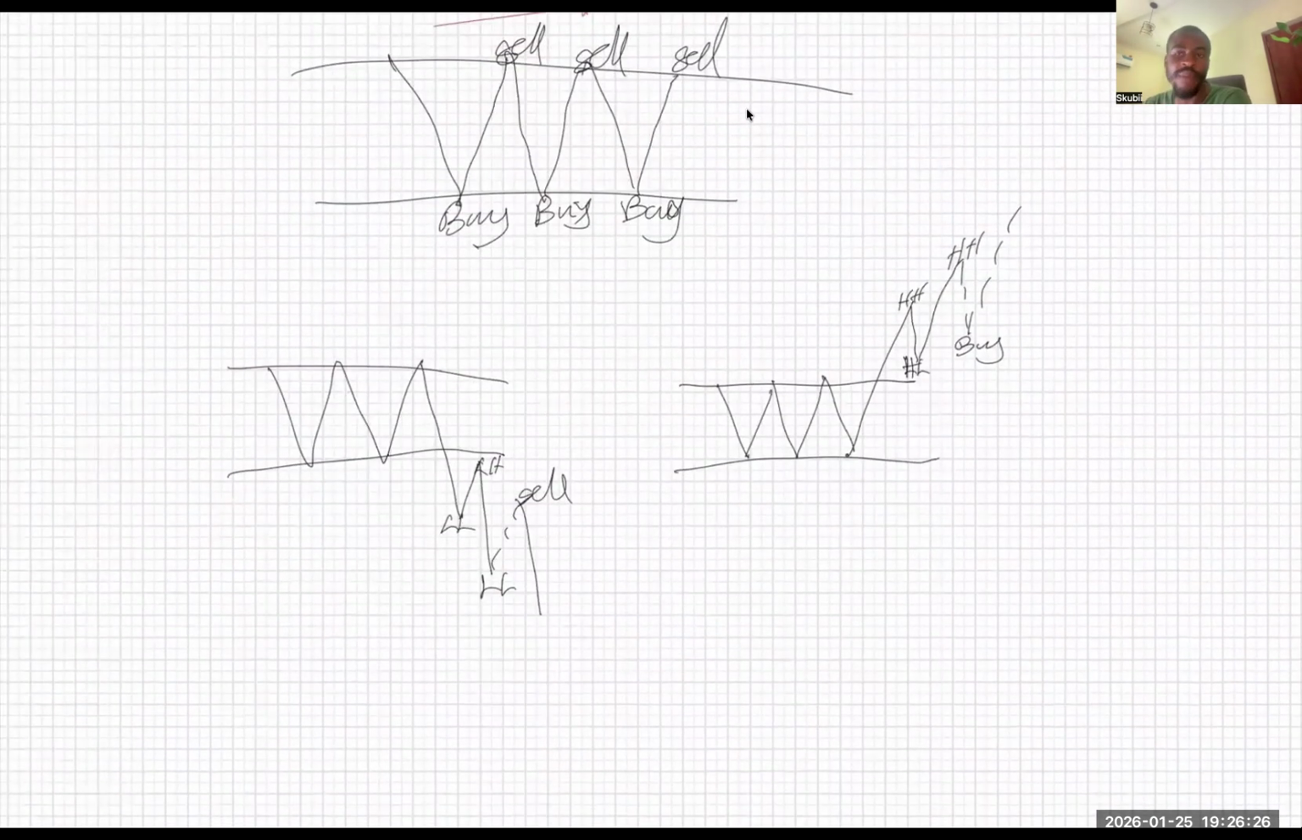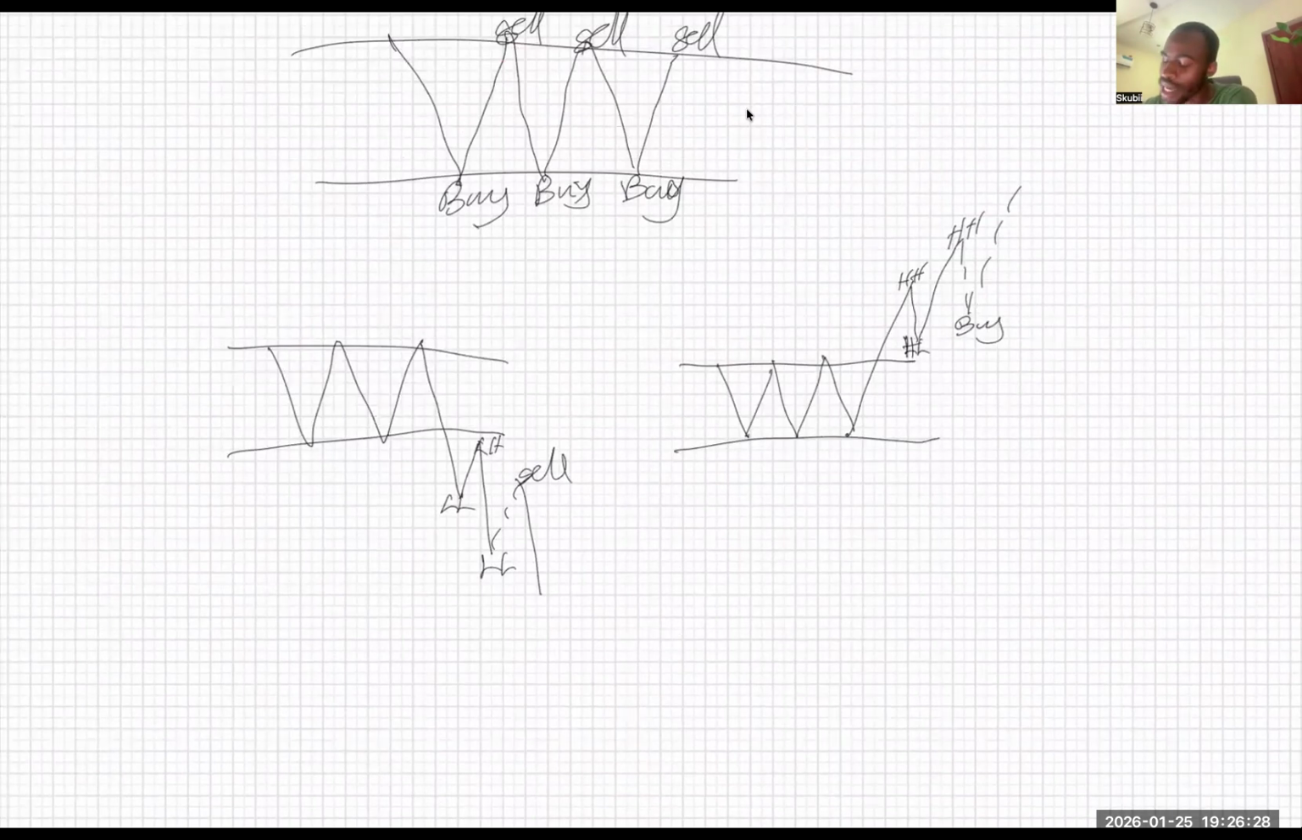And before you know that price has exited the range, if it's to the downside, you need to see two lower lows. If it's to the upside, you need to see two higher highs. That being said, let's jump on our charts and take a look at some examples.